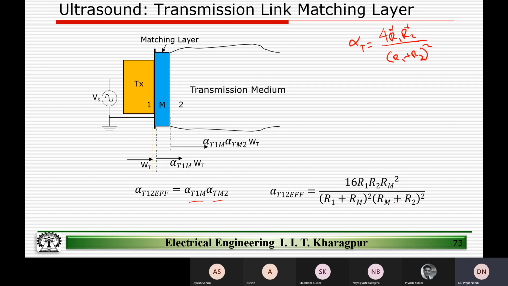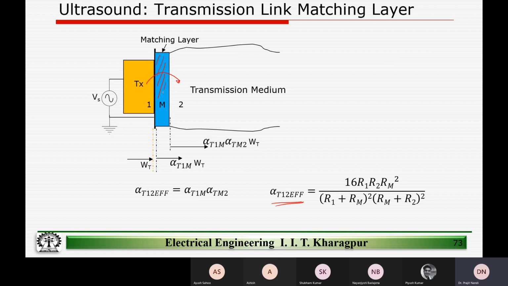So this will be the overall transmission coefficient from medium 1 to medium 2. So what is the variable that we have here? We will be carefully choosing a particular matching layer which is going to ensure that alpha T12 is maximized. We have to maximize the power going from medium 1 to medium 2. And that is the goal, right?